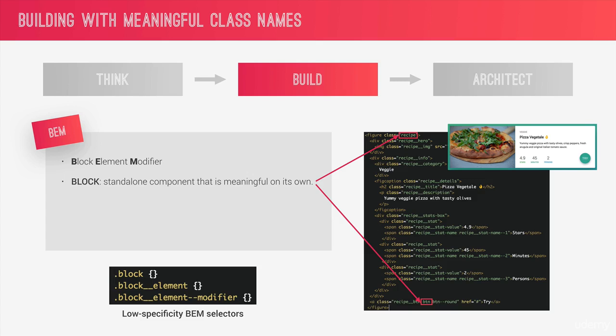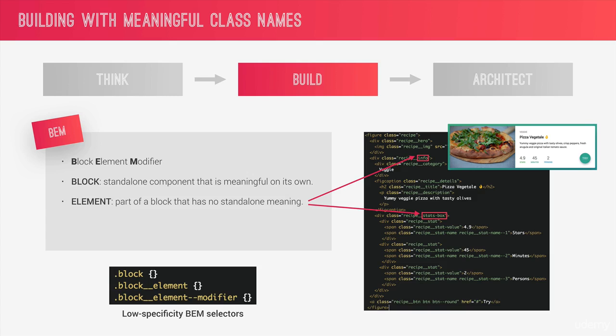And note how these two blocks are actually nested. So the button block is inside the recipe block. And that's perfectly normal and acceptable. Next, an element is a part of a block that has no meaning on its own. So in our example, that could be the info panel or the stats box, but there are lots of other elements there. But again, if we take one of these elements out of the block, then they wouldn't be useful at all. They wouldn't have any meaning.